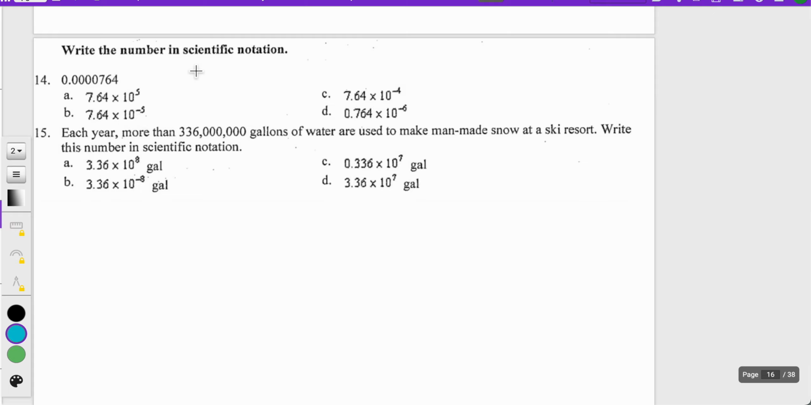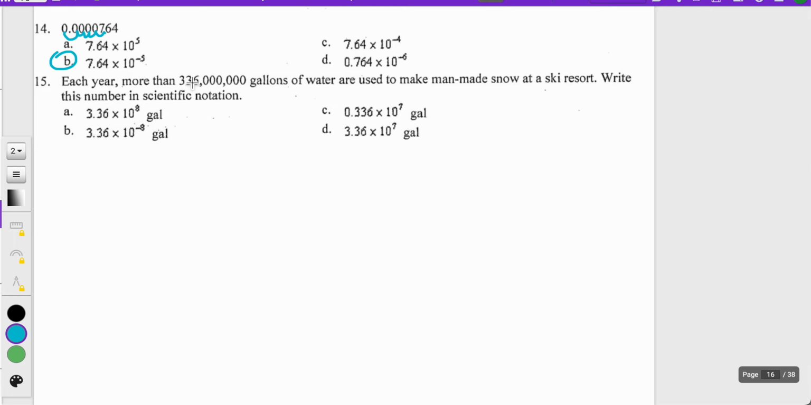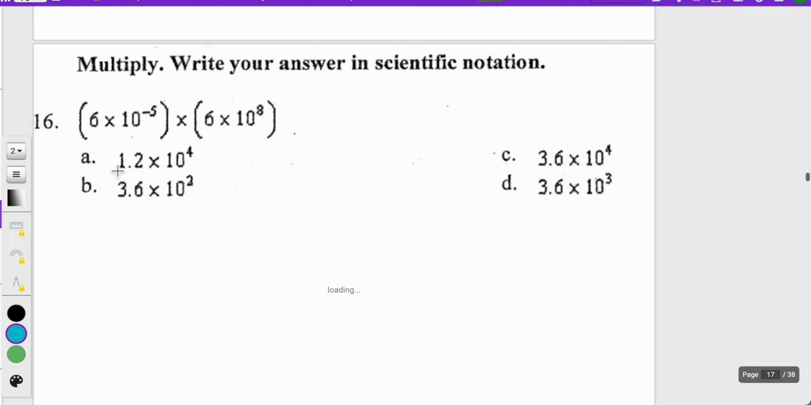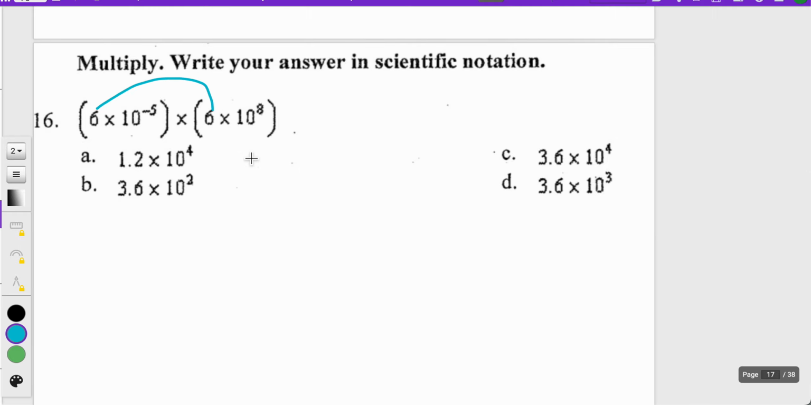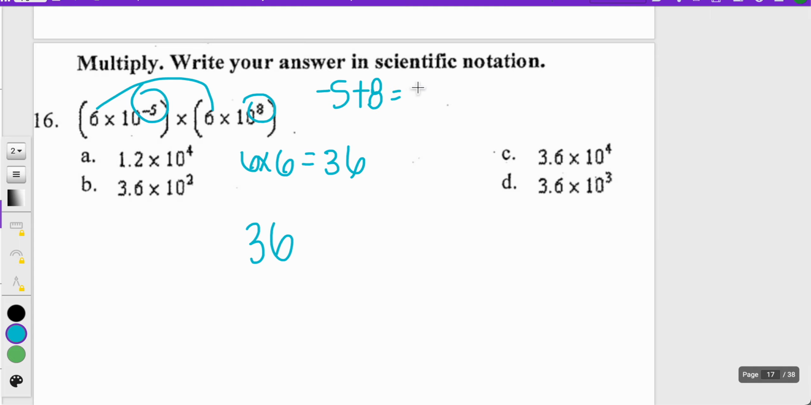For number 14, this will be 7.64 times 1, 2, 3, 4 to the negative 5th power. And then for this one, we should have 3.36 times 10 to the 1, 2, 3, 4, 5, 6, 7, 8 power. Multiply your numbers first. 6 times 6 is 36. Then add your exponents. Negative 5 plus 8 is 3. So we get times 10 to the 3rd.